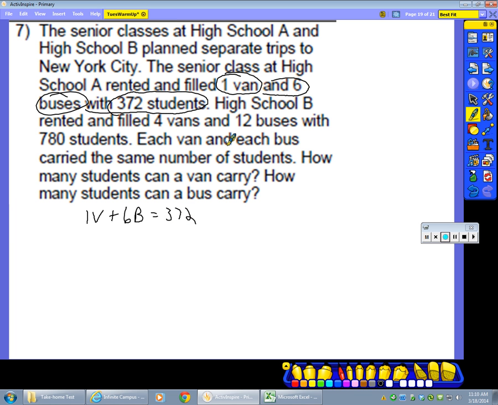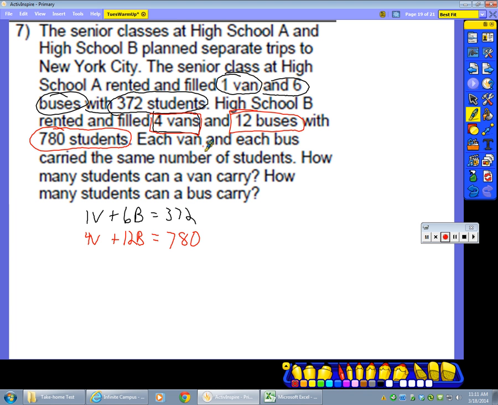All right. So now let's talk about High School B. High School B, they filled 4 vans. Let me put that down in a different color. So we've got 4 vans for High School B, and then they also have 12 buses. They've got a lot more people here. If you counted them up, there'd be 780 students. So this is where we're sitting so far.